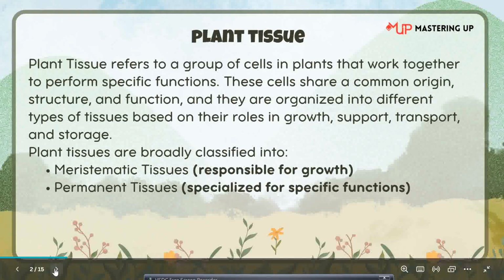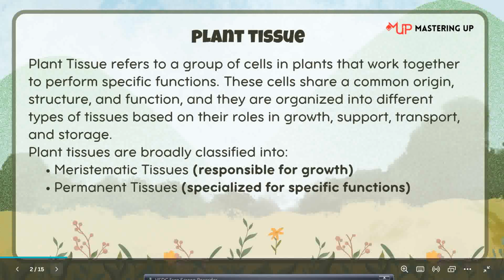Okay, so before learning about the meristematic tissue, we need to learn what a tissue is. In the first class itself, I told you tissues are groups of cells that work together to perform specific functions. Plant tissue refers to a group of cells in plants that work together to perform specific functions. These cells share a common origin, structure and function, and they are organized into different types of tissues based on their roles in growth, support, transport and storage.